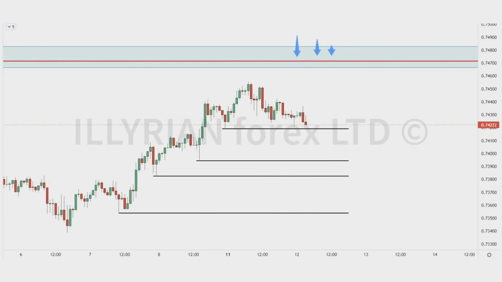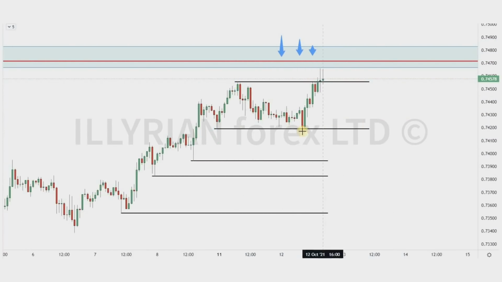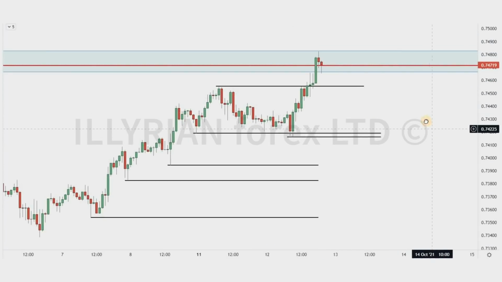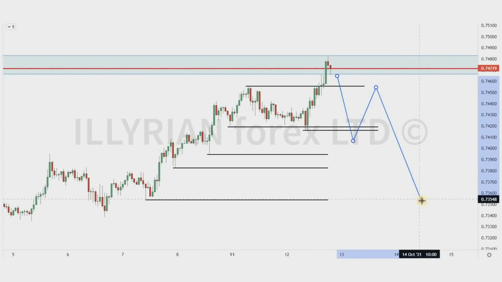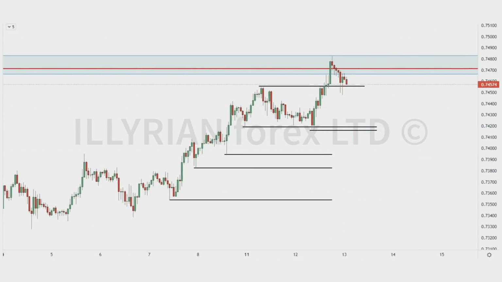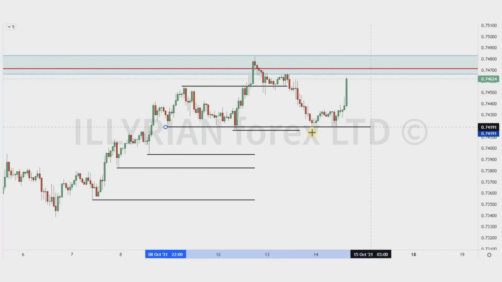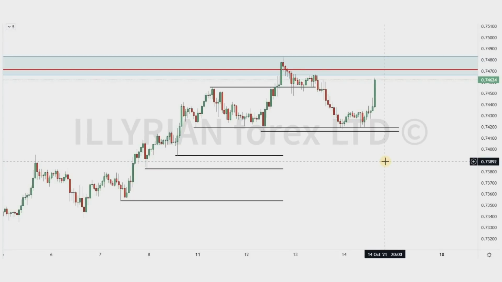On the third supply zone we have a lot of bearish pressure. Price eventually touched the zone and we were waiting for the break of structure. Price dropped sharply but didn't break it. Instead it created equal lows, or you can call it a double bottom in an uptrend.